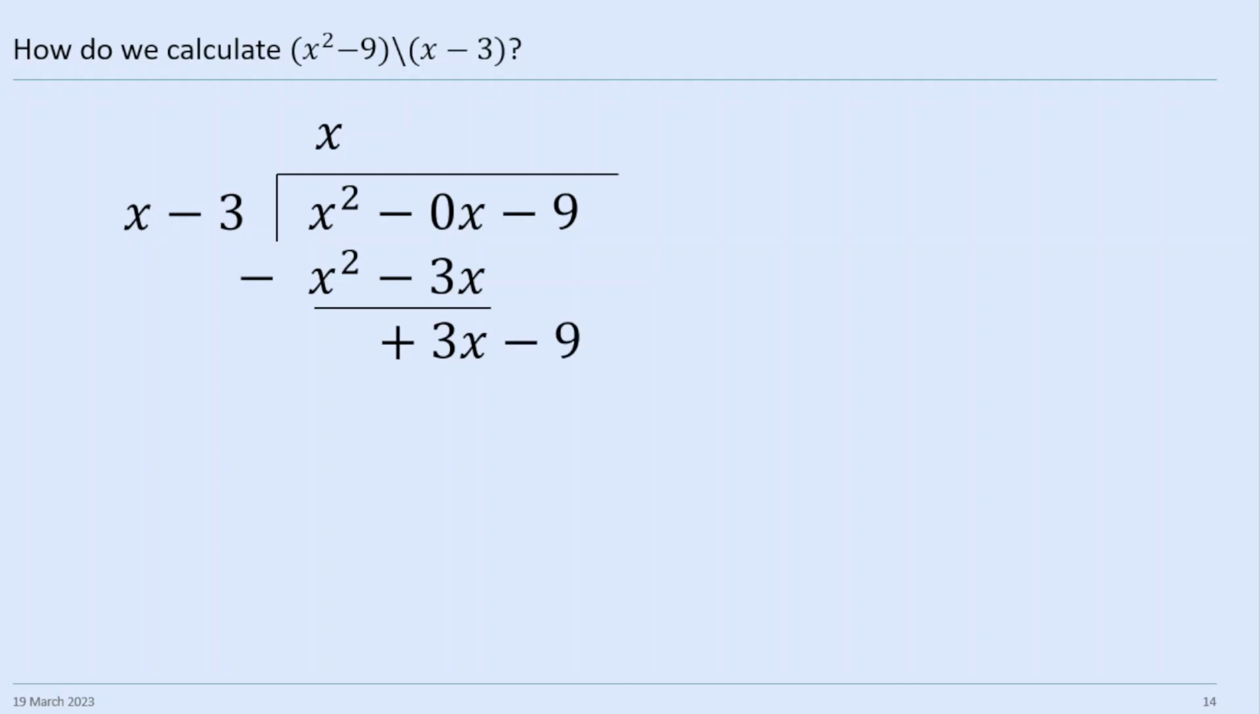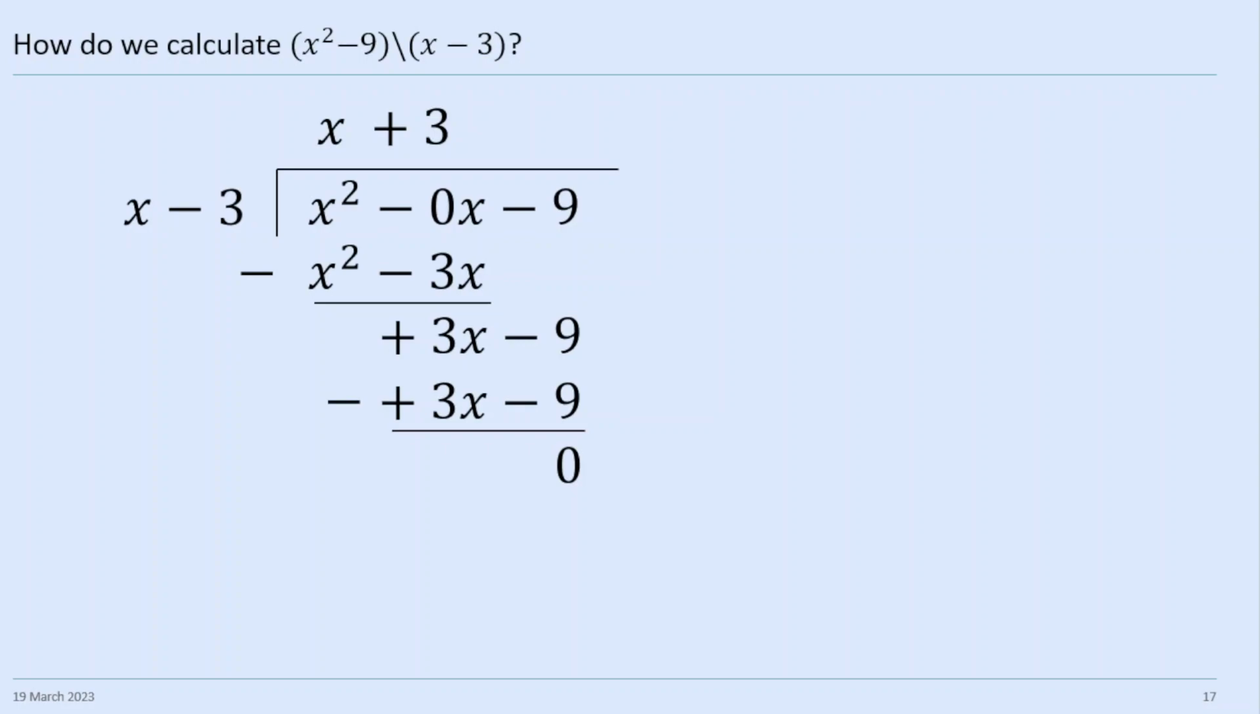How many times does x minus 3 go into 3x minus 9? Well, it goes in 3 times, so it's plus 3. Then we times x minus 3 by 3. We get 3x minus 9. 3x minus 9 minus 3x minus 9 is 0. So again, x minus 3 is a factor of x squared minus 9. This is the famous difference of two squares. So x minus 3 times x plus 3 is x squared minus 9, which is 3 squared.